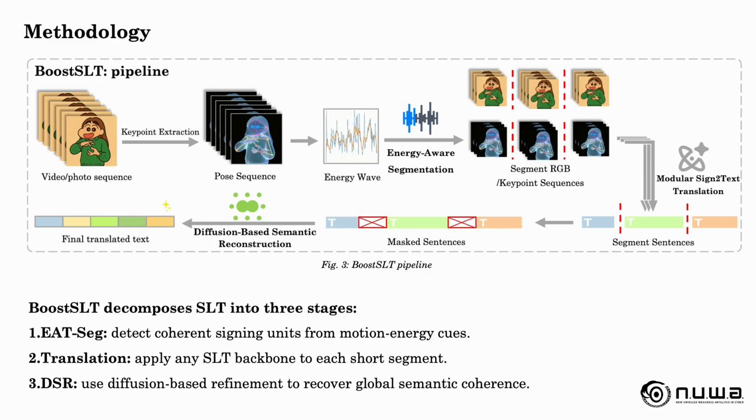First, for a sign video, we extract human key points and build a pose sequence. When one meaning unit ends and another begins, the motion energy often changes. So we use this energy signal to cut the long video into shorter and more meaningful segments.